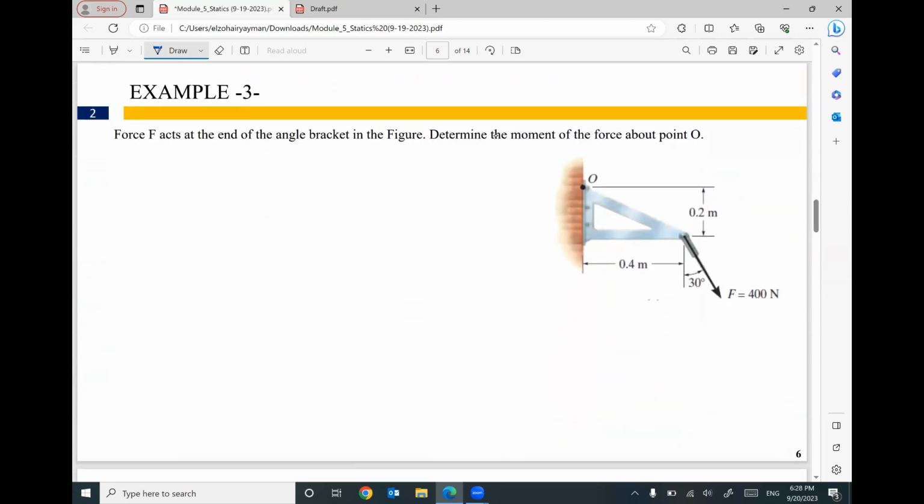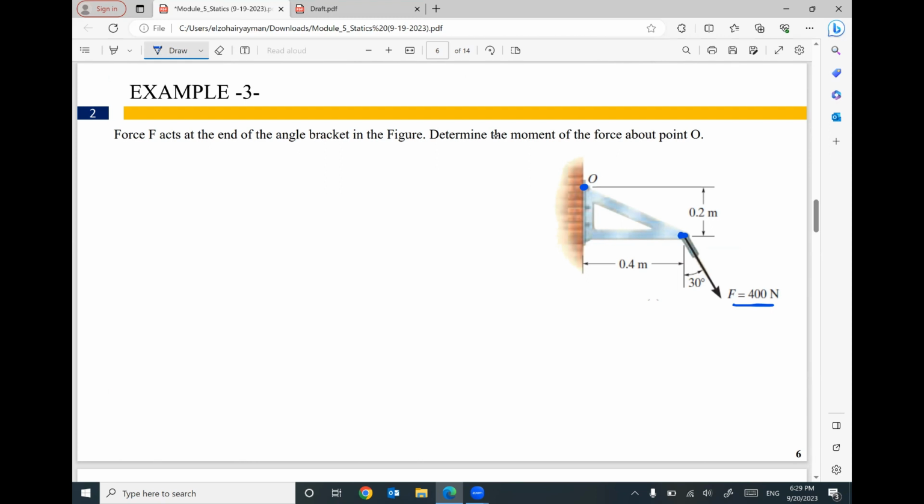We have one more example. We are given in this problem a point O and a force of 400 Newton, and we would like to figure out the moment of this force about point O. Unfortunately, if you try to figure out the distance between the force and the point O, perpendicular to the force, you will not find any distance.